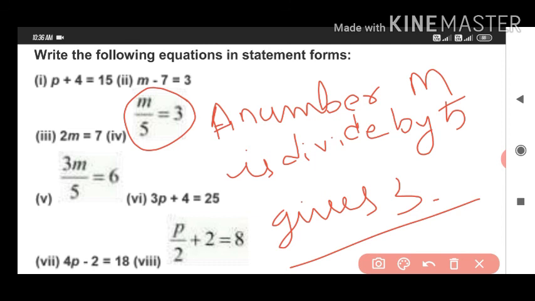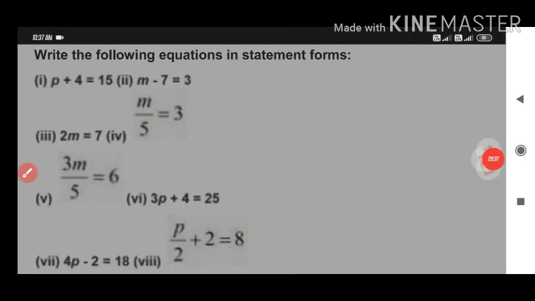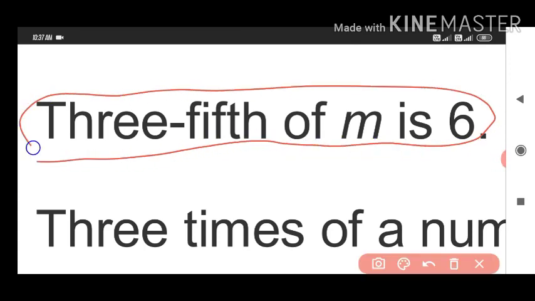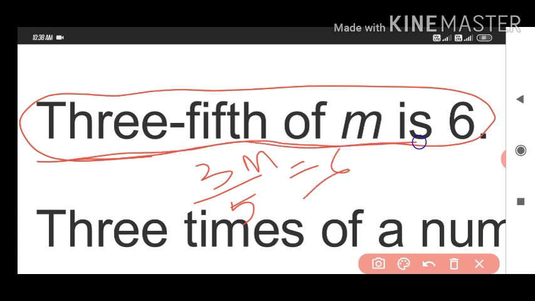Now next question number 5. 3m upon 5 is equal to 6. That means we can write 3/5 of m. Of means multiply, isn't it? We can write 3/5 of m equal to 6. I will show you the answer. 3/5 of m is 6. Very simple, because it was 3 upon 5, but m is 6. So this is the statement.